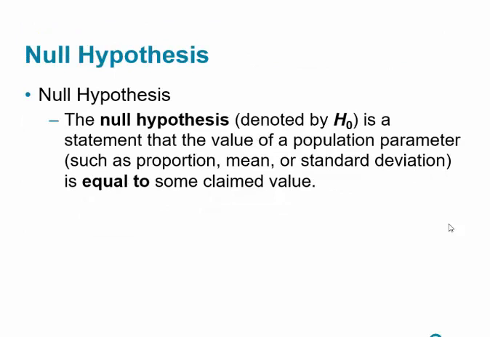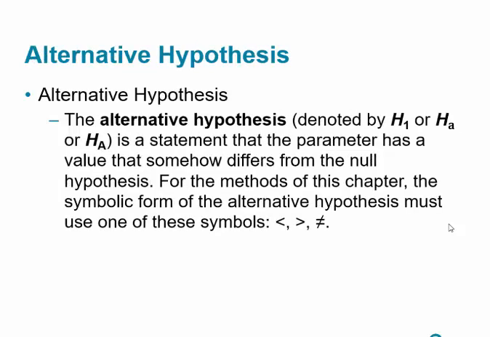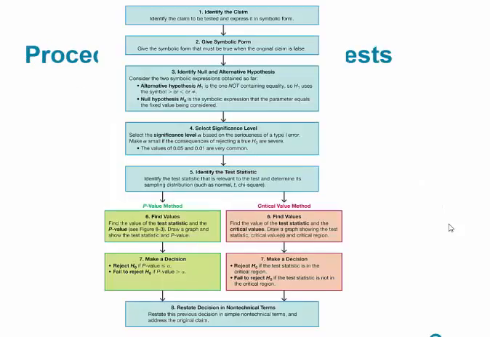Null hypothesis. The null hypothesis, denoted by H null or H0, is a statement that the value of the population parameter, such as proportion, mean, or standard deviation, is equal to some claimed value. The alternative hypothesis, denoted by H1, HA, or H capital A, is a statement that the parameter has a value that somehow differs from the null hypothesis. For the method of this chapter, the symbolic form of the alternative hypothesis must use one of these symbols: less than, greater than, or not equal to.